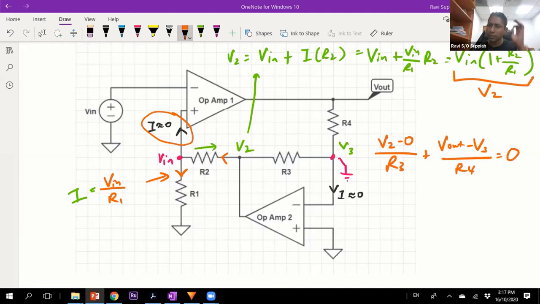Okay, so that is the analysis, and V3 is actually what? So V3, I can actually write it as 0 because V3 here is 0. Okay, the node here is actually 0. So V2 minus 0 over R3 plus Vout minus 0 over R4 is equal to 0. Okay, so there is no current flowing in this branch, so we only take that these two branches flowing into this node.